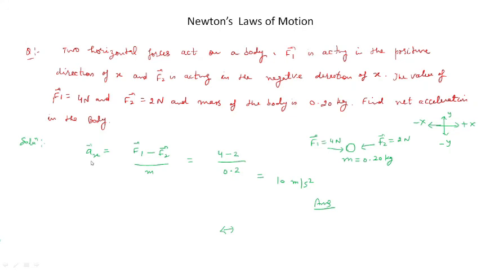So acceleration in the positive x direction of the body will be equal to 4 minus 2 divided by 0.2. When we solve it, it comes out to be 10 meter per second square. So here the body will be accelerated in the positive x direction with an acceleration of 10 meter per second square.